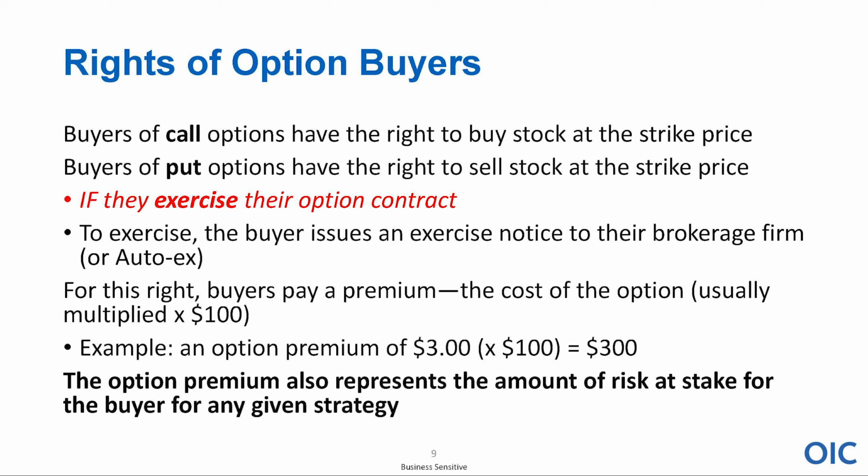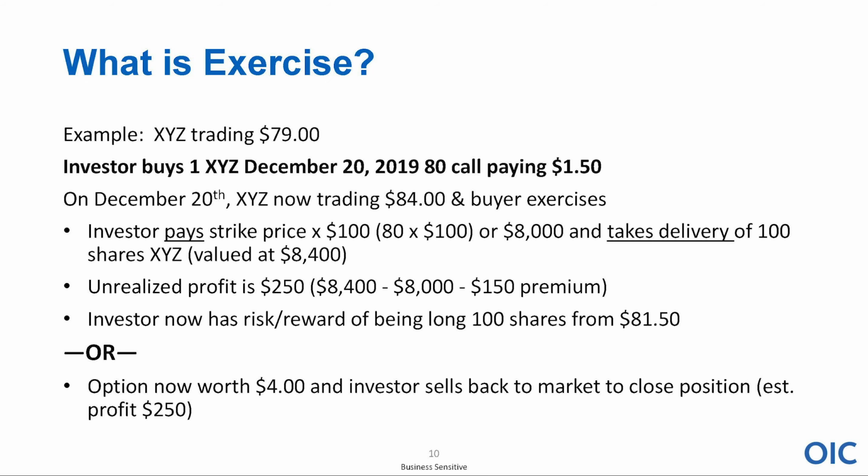But it's still an option. You can only lose what you paid for it. In this case, $3 or $300 to control 100 shares of stock. So you do have risk. When you buy an option, you have risk. But the option is limited to the premium or the dollar amount you pay for that particular option. So let's take a look at an example of what else happens when we've got this particular option.